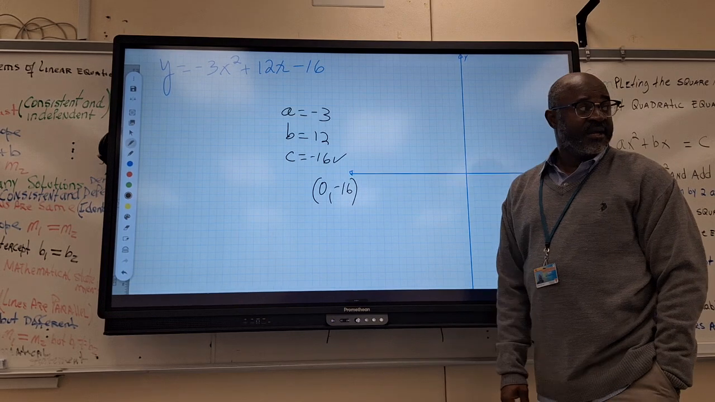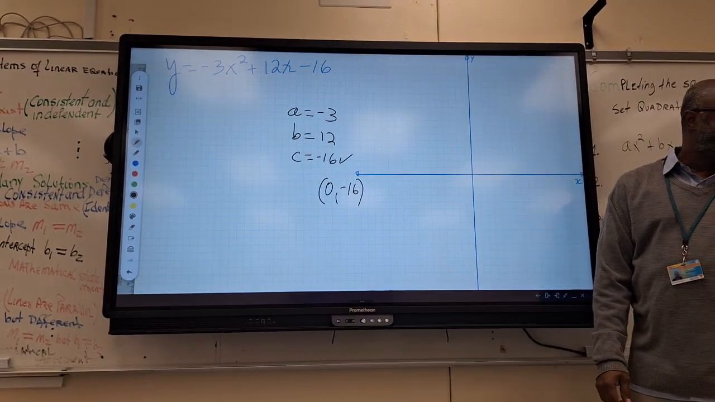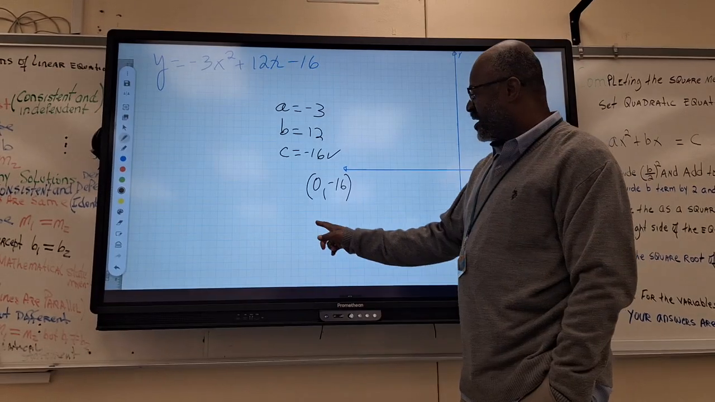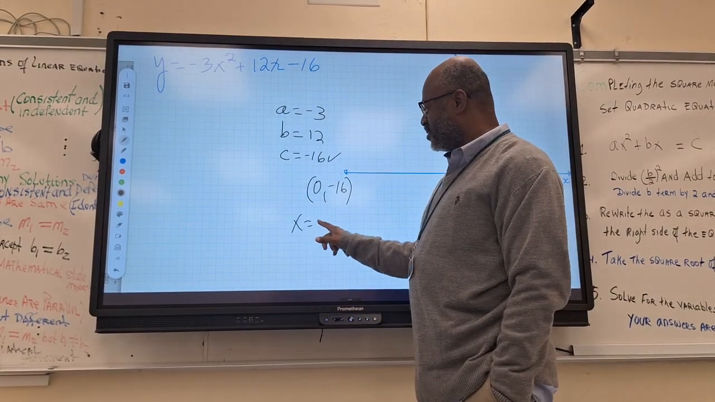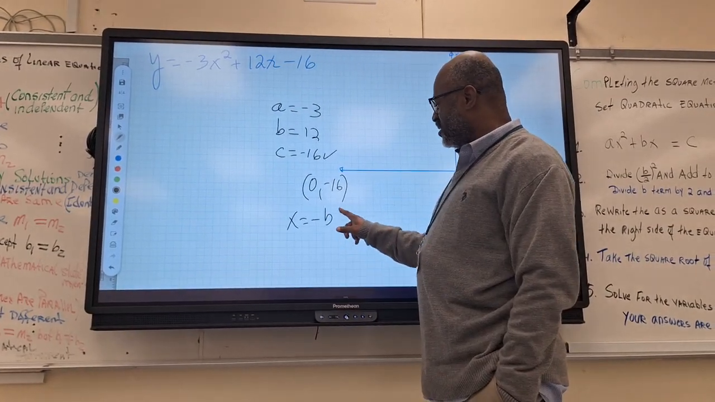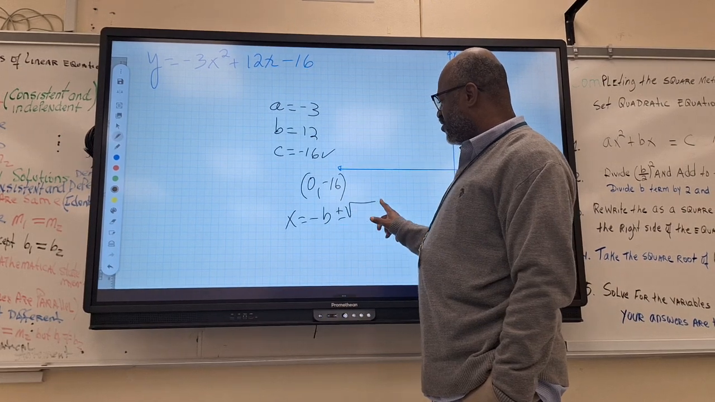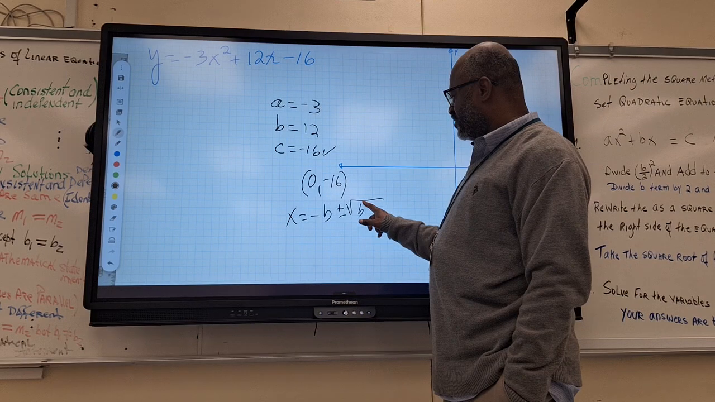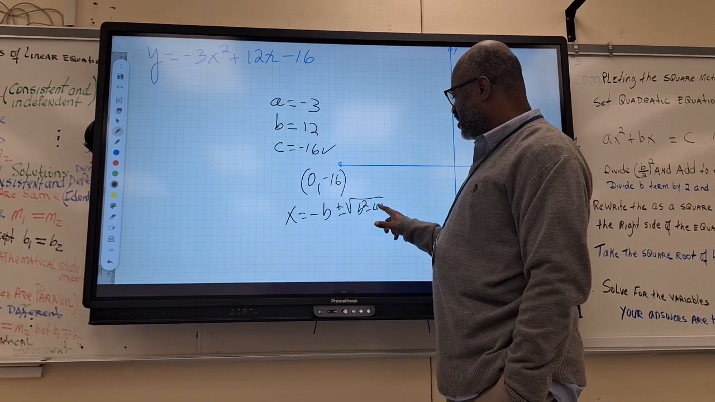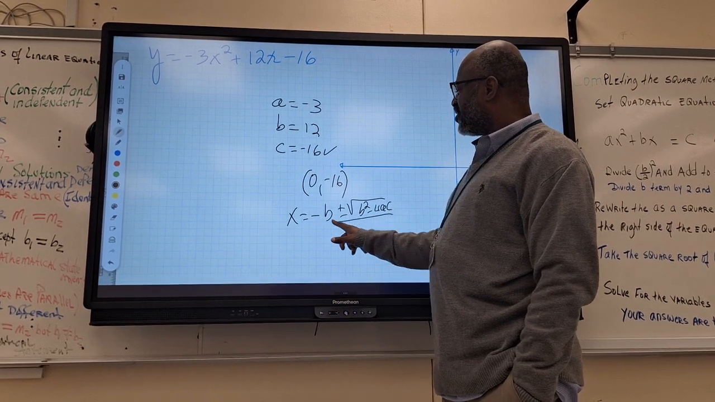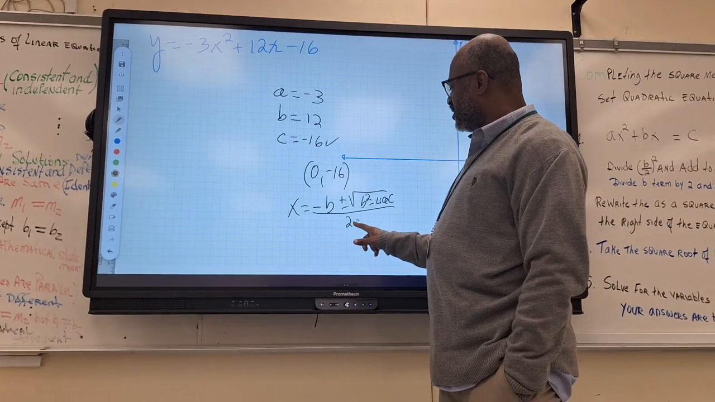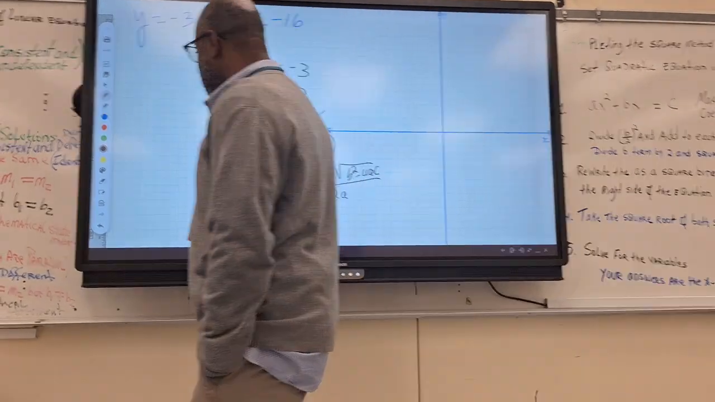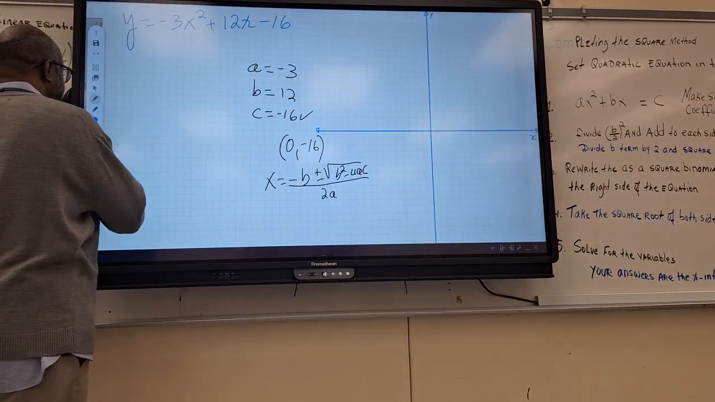Then we're going to use the quadratic formula to find the x-intercept. That was your assignment. The quadratic formula is x equals minus b plus or minus root of b squared minus 4ac, over 2a. That will give you the x-intercept. So we're going to set it up to find your x-intercept.